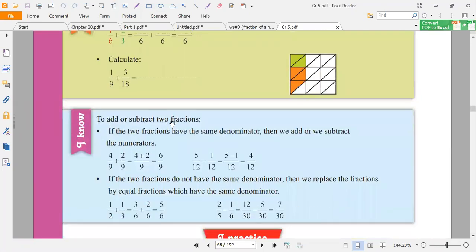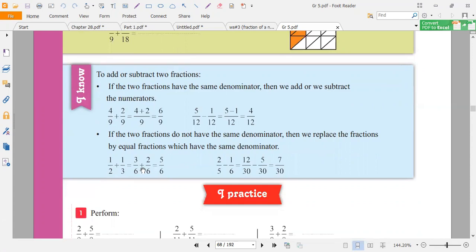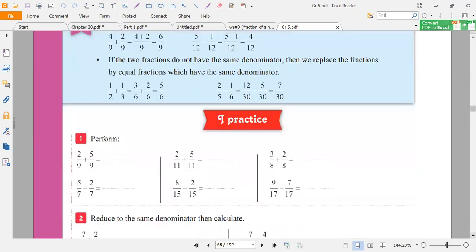To add or subtract two fractions, if the two fractions have the same denominator, then we add or subtract the numerators. If the two fractions do not have the same denominator, then we replace the fractions by equal fractions which have the same denominator. It means we have to reduce to the same denominator, then we add or subtract the numerators.